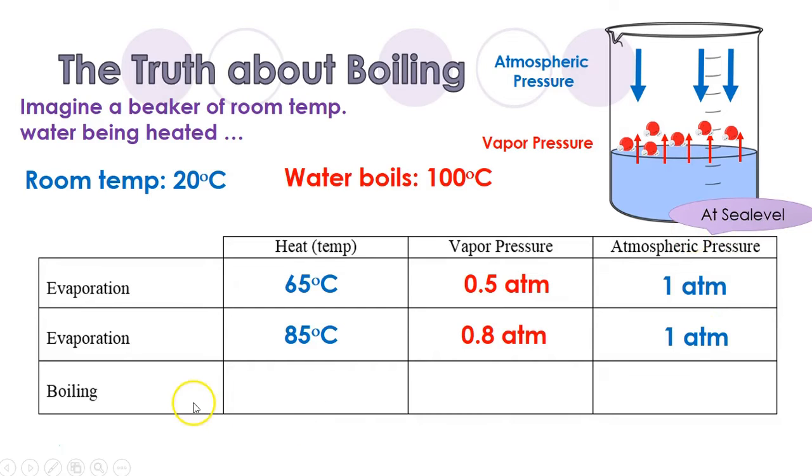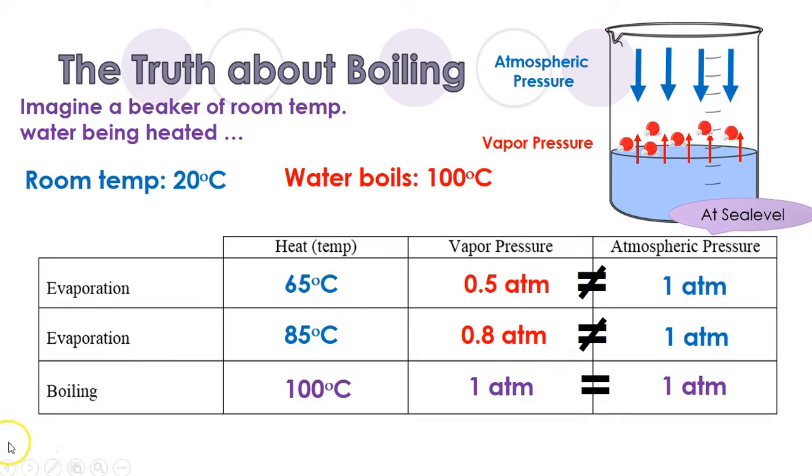Lastly, the difference is when we're boiling. We know water boils at 100 degrees Celsius. So what's happening is when we're boiling, our atmospheric pressure and our vapor pressure are equal to each other. And that's the only time boiling occurs. So the amount of pressure being pushed this way is going to equal the amount of pressure being pushed that way. Therefore, our vapor pressure and atmospheric pressure are the same. And at sea level, our atmospheric pressure is 1 atm. So quick summary, you are not boiling until your vapor pressure and atmospheric pressure are equal to one another. And that's the key difference between evaporation and boiling.